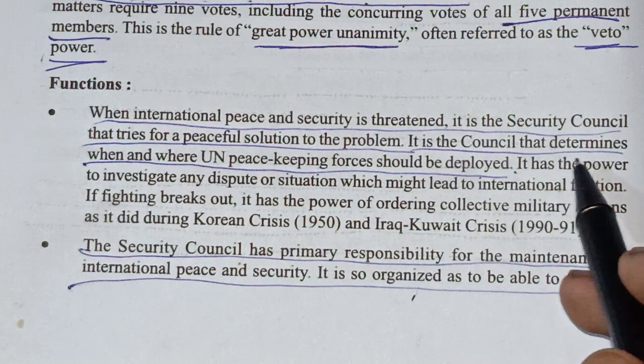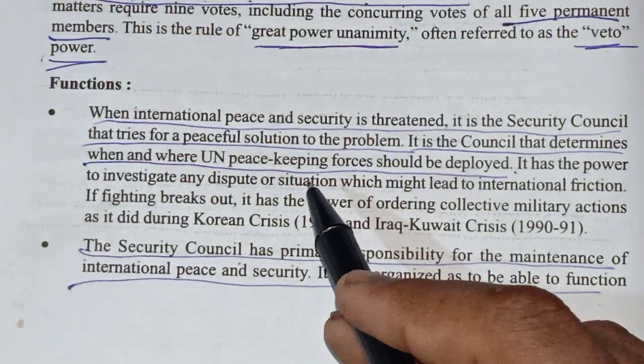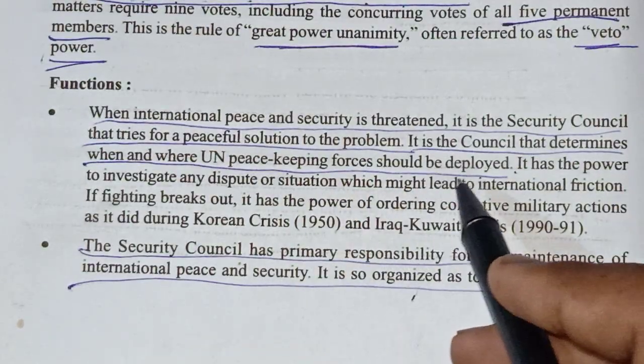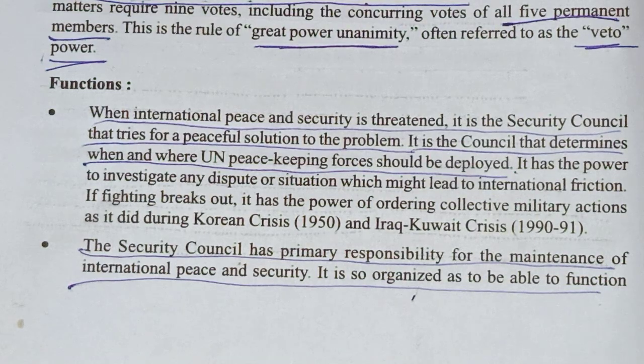It is the council that determines when and where UN peacekeeping forces should be deployed. So the United Nations has a peacekeeping force, and it is executed by the decision of the Security Council.